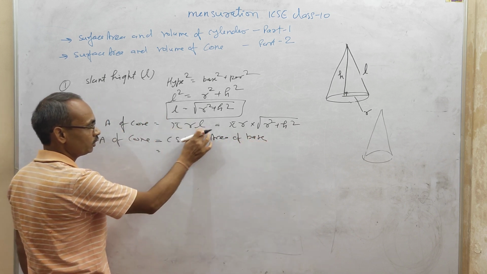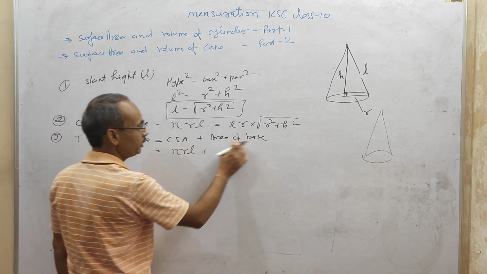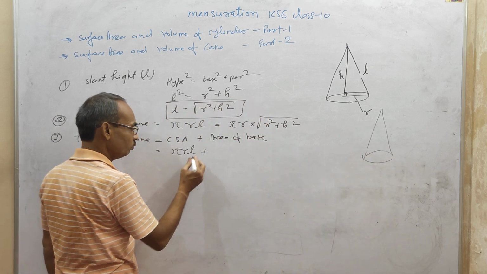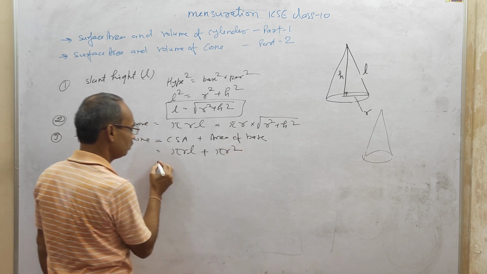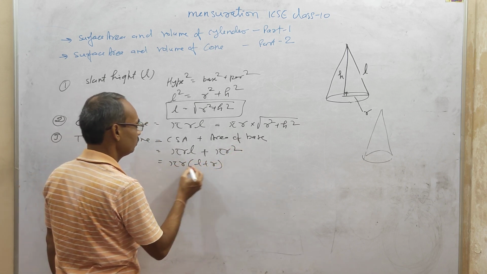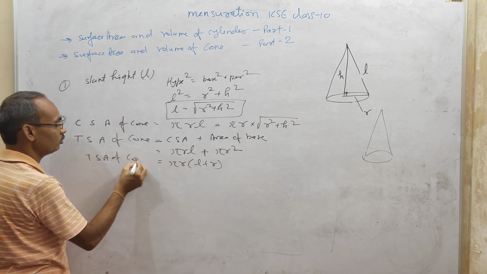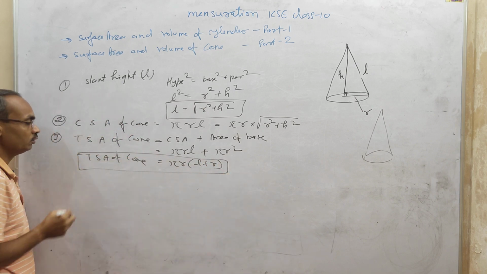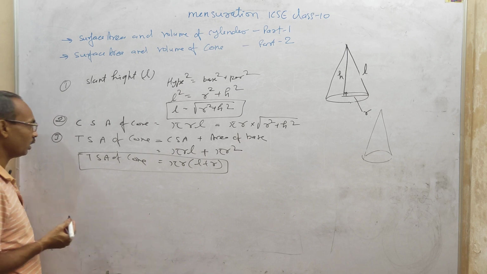The curved surface area is pi R L, and the area of base is just like a circle, and you know that the area of the base is pi R square. Taking pi R common, pi R into L plus R is the total surface area of cone. This is the formula, and applying this formula you can easily get the total surface area.